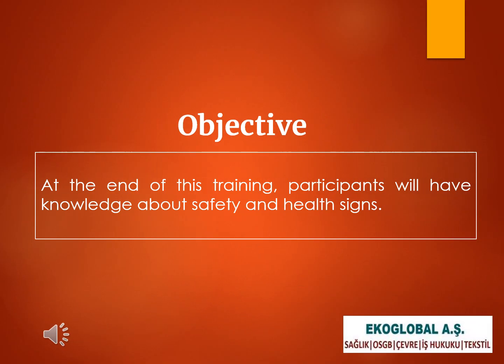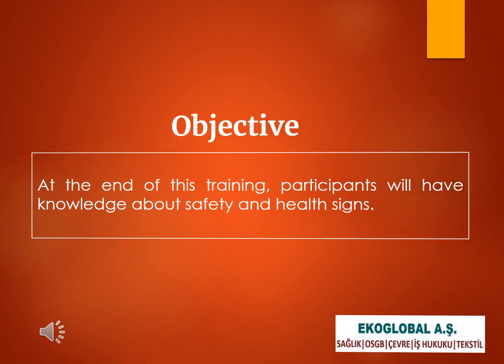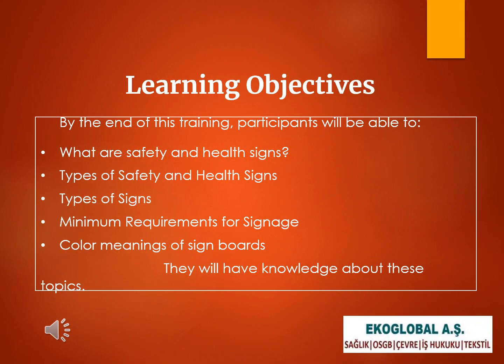At the end of this training, participants will have knowledge about safety and health signs. By the end of this training, participants will be able to acknowledge what are safety and health signs, types of signs, minimum requirements for signage, and color meanings of signboards.